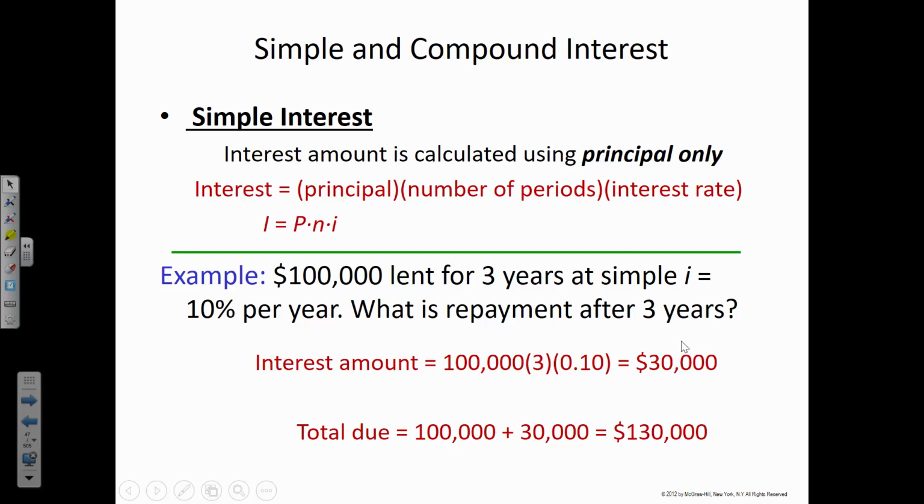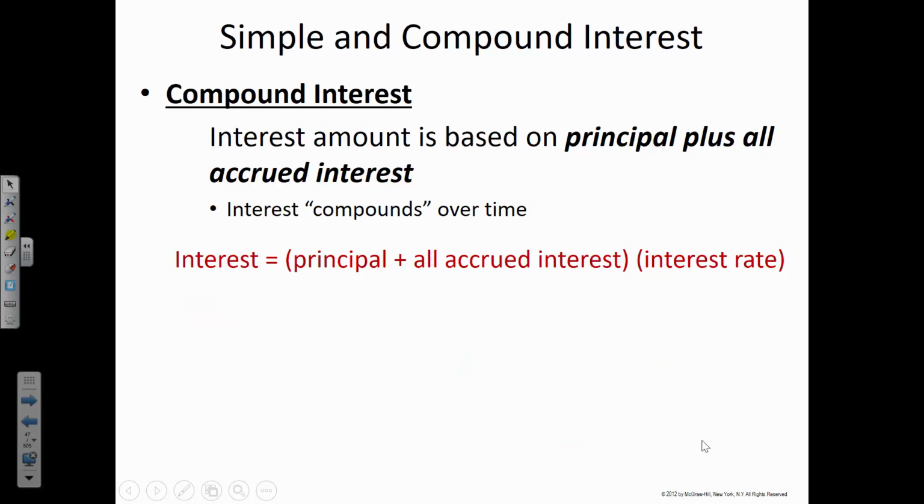So if we switch and we have the same $100,000 example, but it's compound interest, do you think the total due is going to be more, less, or the same? More, yeah, absolutely. So let's look at the formula, then we'll look at the illustration of it. So the interest amount is based on the principal plus all of the accrued interest to date.